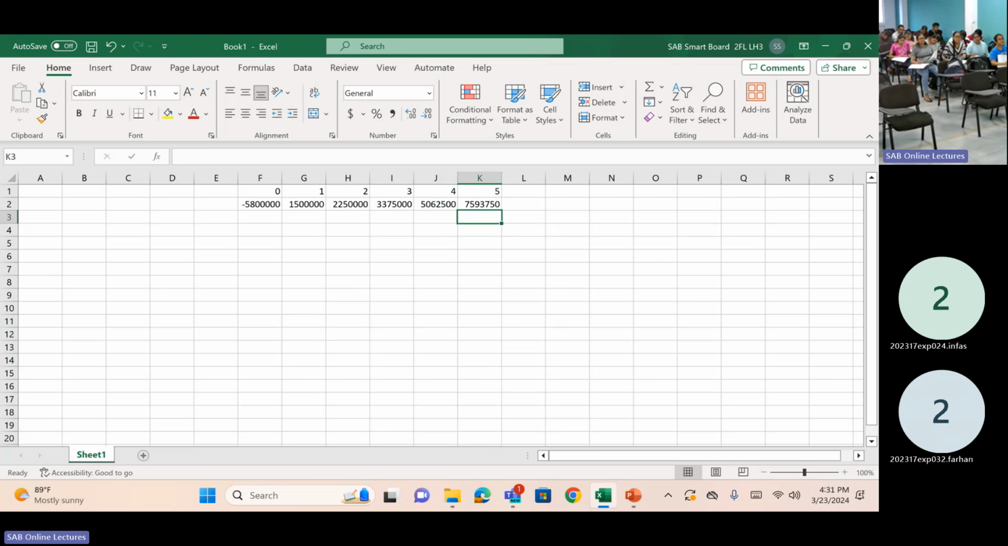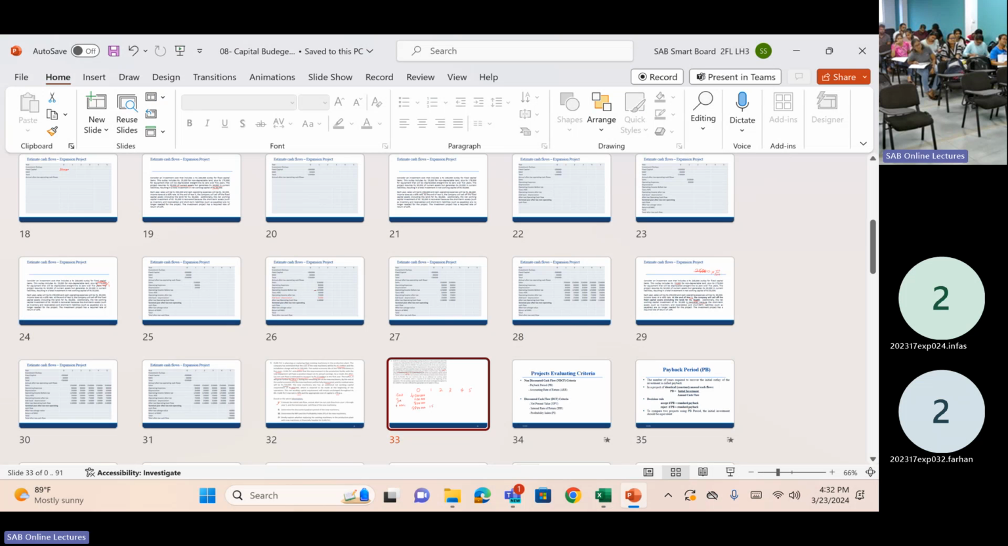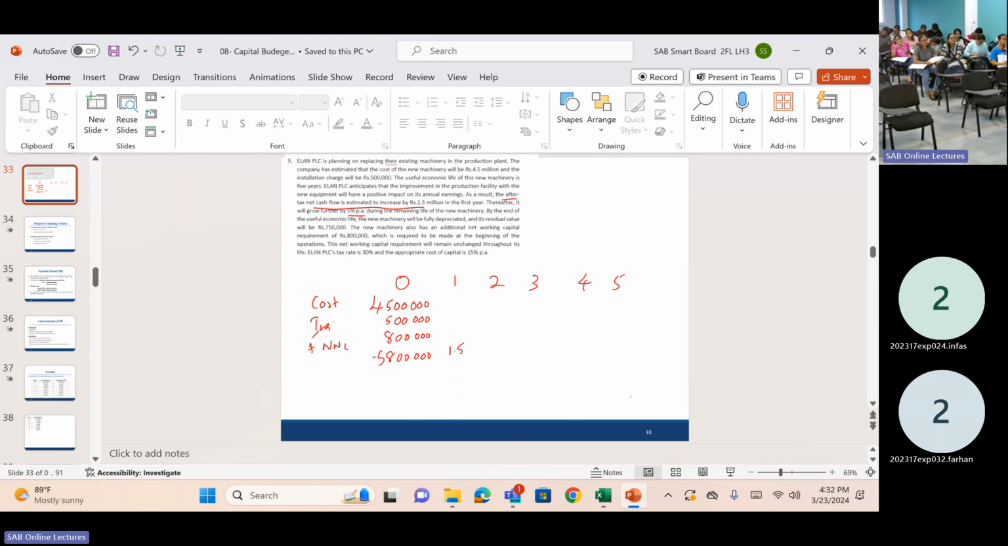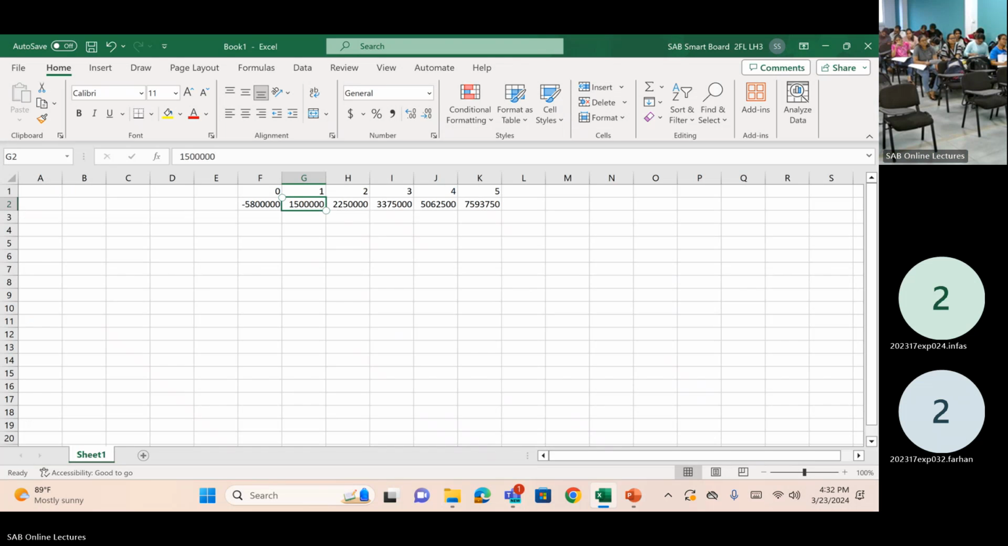These are the cash flows, no? Correct. 1.5 million, increased by 5%.